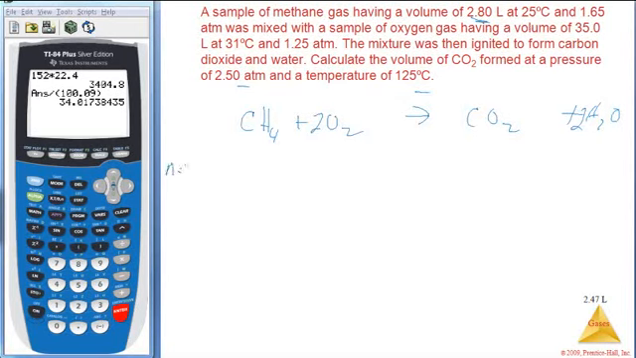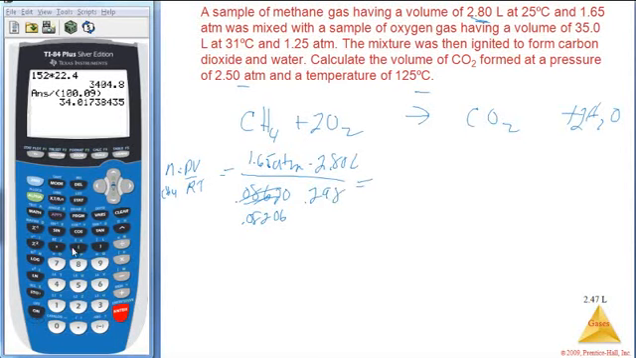I've got to figure out how many moles I have, so it's going to be PV over RT, and this is for methane, so I'm just going to write CH4. So pressure is 1.65 atm, volume is 2.80 liters, over 0.08206 times my temperature, which is 25, so that'd be 298.